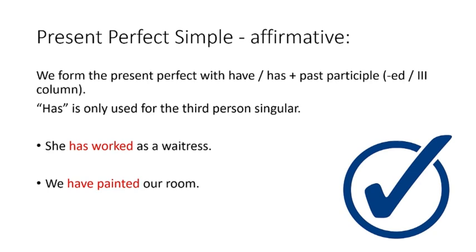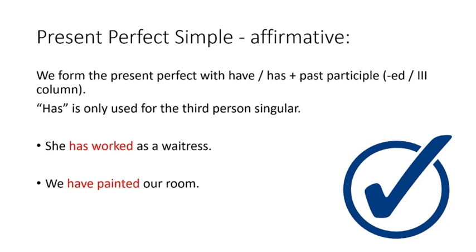How do we get affirmative sentences, positive ones? So we form the present perfect with have or has and past participle. Have is for all persons except for the third person singular. In the third person singular, we use has. Past participle is either ed for regular verbs or the third column for irregular verbs. So, for example, we can say, she has worked as a waitress, or we have painted our room.